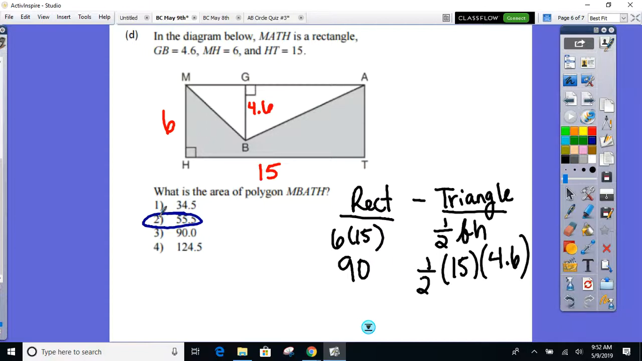So you guys have B, C, and E. Do not raise your hand. I'll just come around and check as you're working. So you guys have B, C, and E right now.